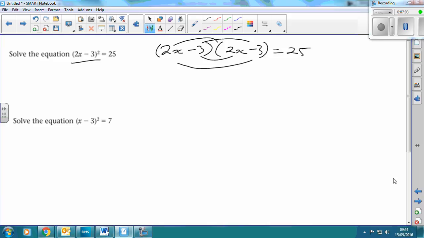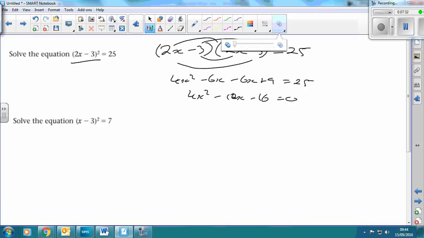And then, because we want it equal to 0, once we've expanded it we get 4x squared minus 6x minus 6x plus 9 equals 25. Bring that 25 over, so we've got 4x squared minus 12x minus 16 equals 0. And then you can solve from there. There is an easier way, which I'm going to go through in a second, but as we've reached this point here, we might as well continue with this, because there's a good point to be made here.